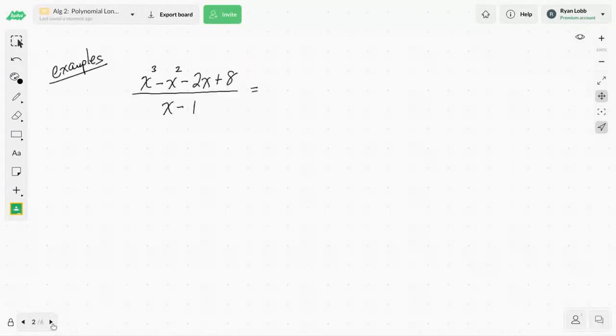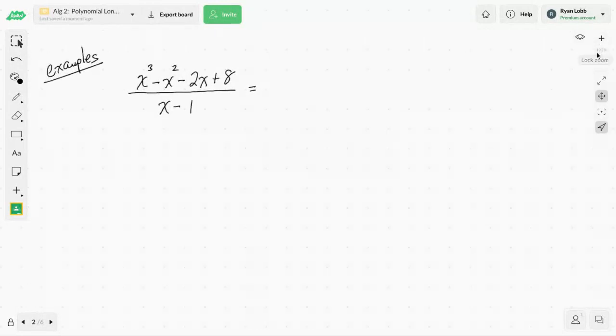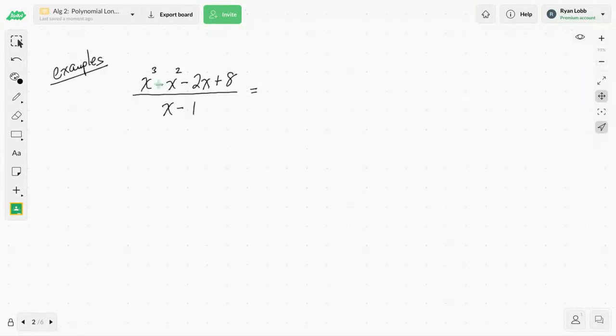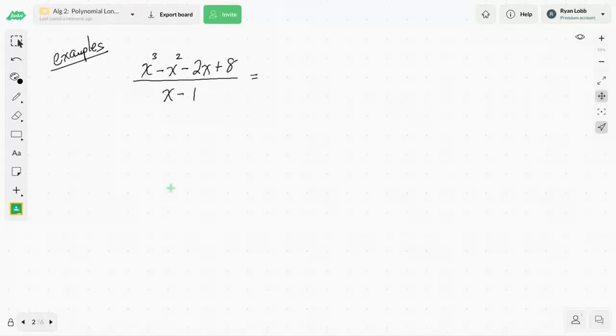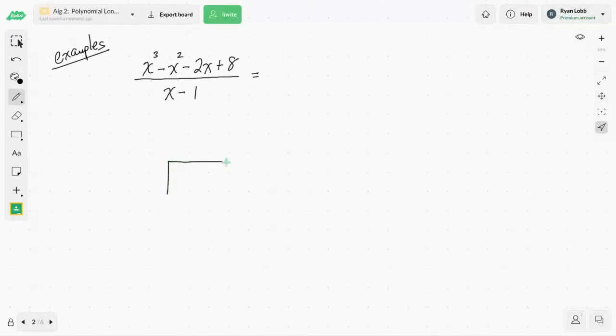So let's do a couple examples. It's similar, right? It is a little different, but there are similarities here with dividing polynomials. So here we have these two functions: x cubed minus x squared minus 2x plus 8, divided by x minus 1, two polynomial functions. What we're going to do is set up our division just like we normally would. So we have a little division symbol right here, x cubed minus x squared inside. We put our dividend, now minus 2x plus 8.